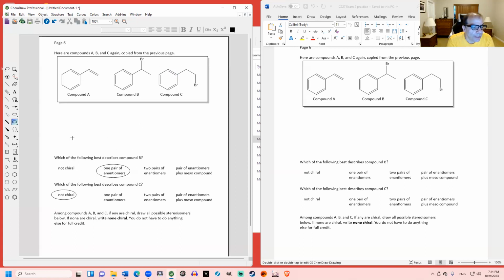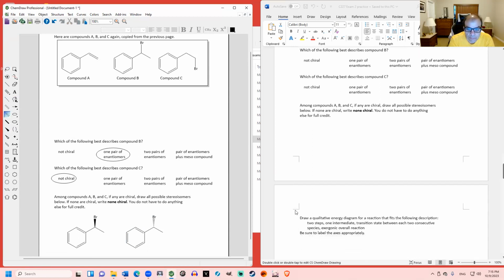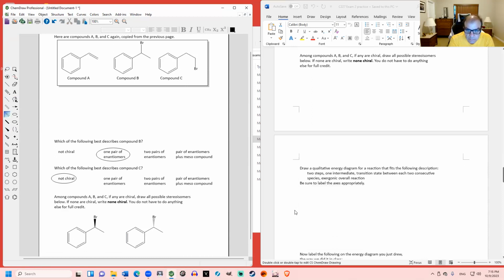Among compounds A, B, and C, if any are chiral, draw all possible stereoisomers below. If none are chiral, write none chiral. Well, the only chiral compound is compound B. And there's two stereoisomers that are enantiomers, one with the carbon-bromine bond being on a wedge, and the other with the carbon-bromine bond being a dotted bond. So those are the only two stereoisomers. And if they showed that, they got full credit. Good.